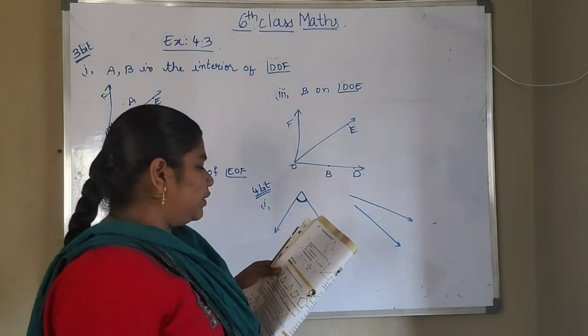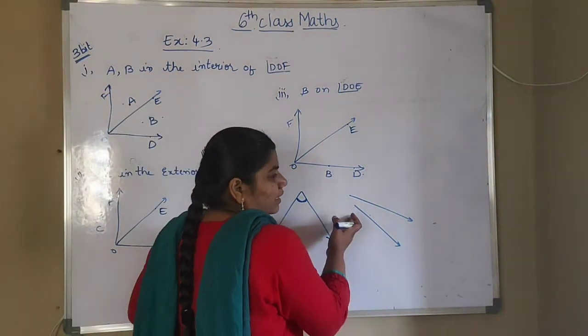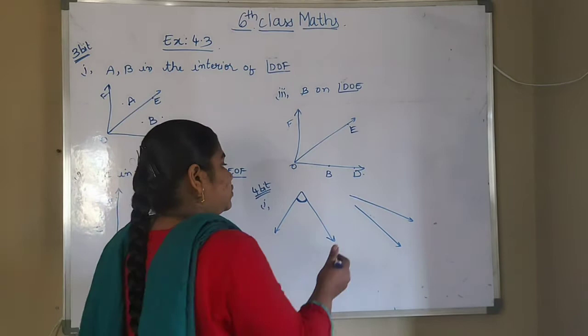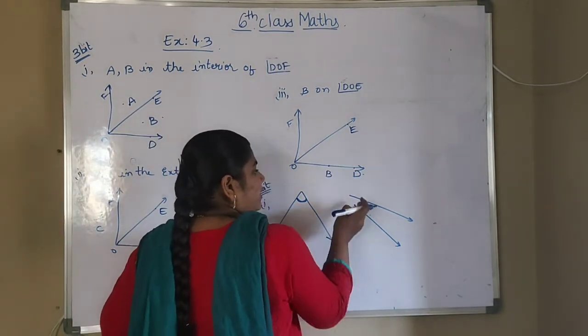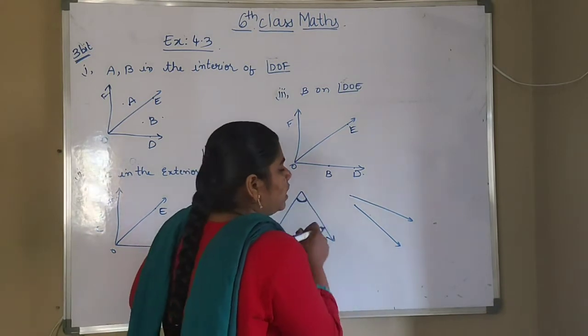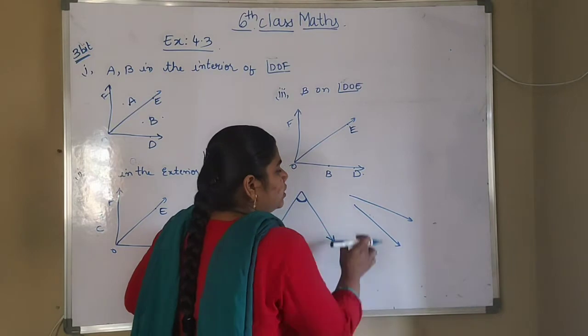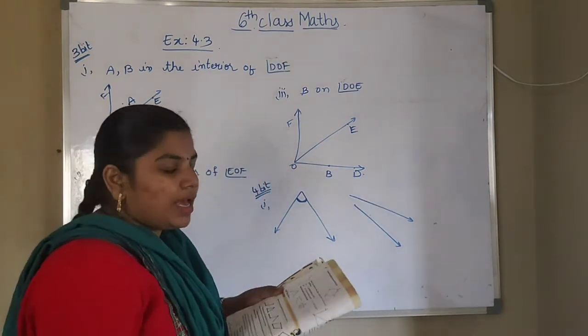Okay, so these are the two rays. Where are angles forming? Anywhere can you form an angle here? No. If you extend this, you can, but these are not lines, they are rays. That means it has two end points. These are the two end points. From here it is going on extending. So in this case, you will not form an angle.